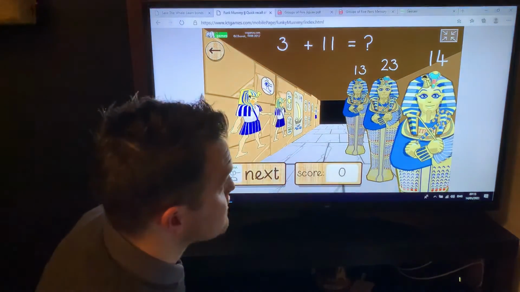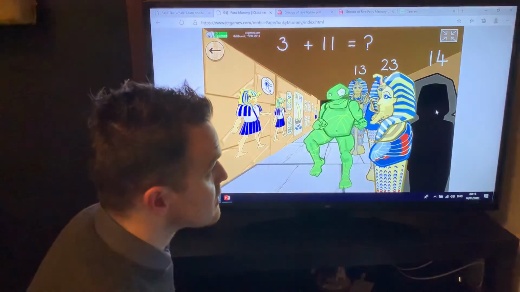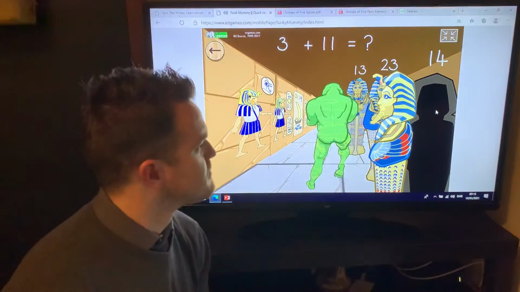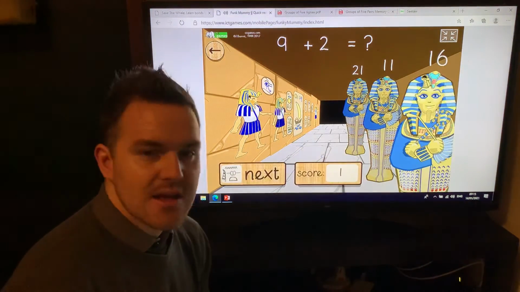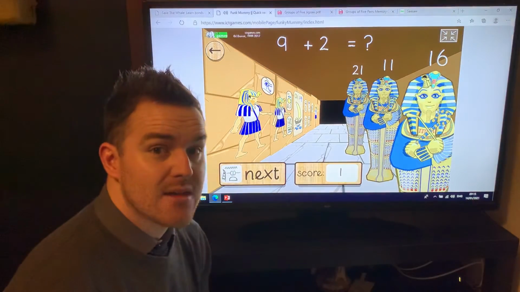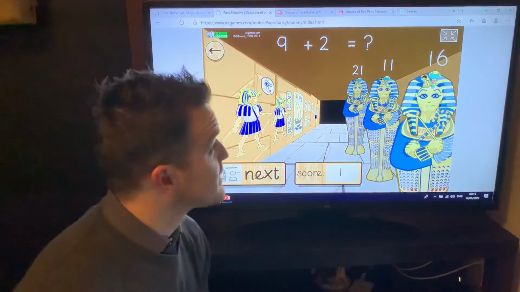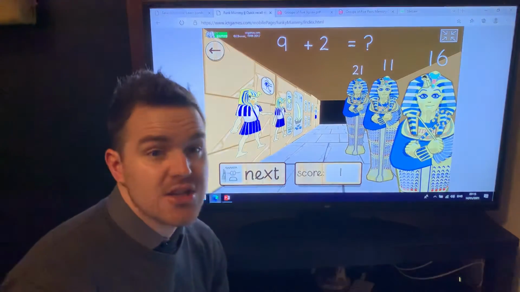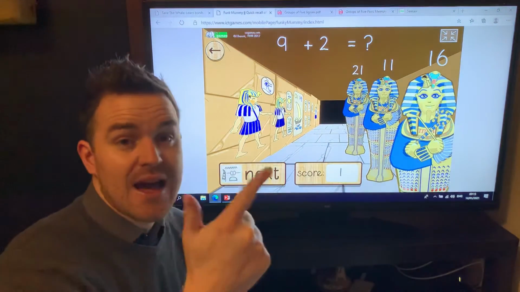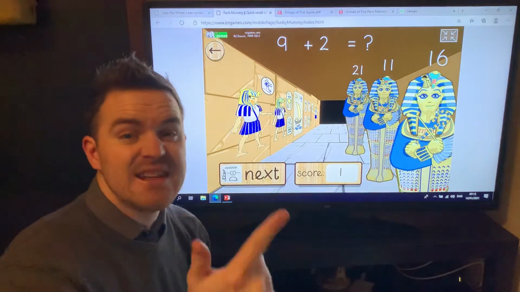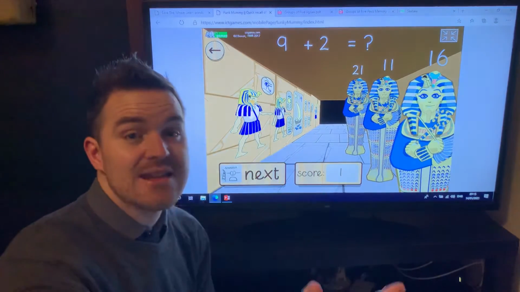So let's click on this mummy and see what happens. Strange. Looks a bit like Shrek. Okay, so look at the numbers, think which is the bigger number. Okay, 9 is the bigger number, so that's the number I'll put in my head. 2 is the other number, so I'll put that in my fingers. So 9, add my 2 more, 9, 1 more than 9 is 10, 11.